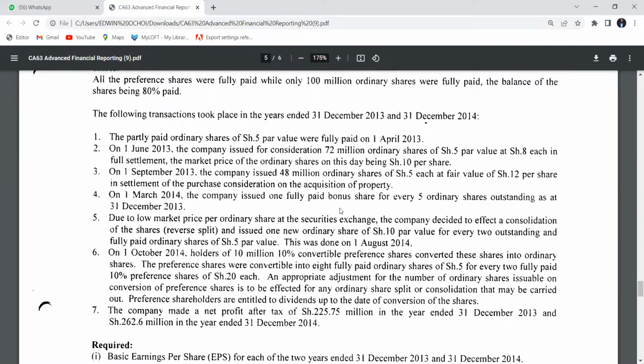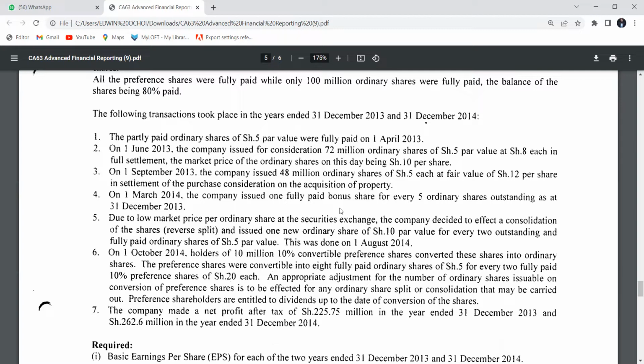Number 6, on 1st October 2014, holders of 10 million 10% convertible preference shares converted these shares into ordinary shares. The preference shares were convertible into 8 fully paid ordinary shares of shillings 5 for every 2 fully paid 10% preference shares of shillings 10 each. An appropriate adjustment for the number of ordinary shares issuable on conversion of preference shares is to be effected for any ordinary share split or consolidation that may be carried out. Preference shareholders are entitled to dividends up to the date of conversion of the shares.